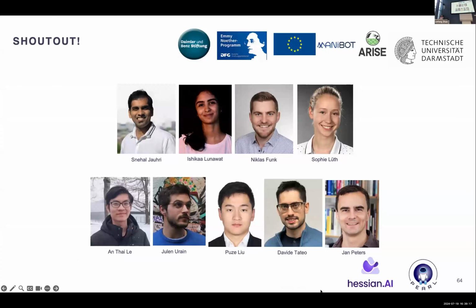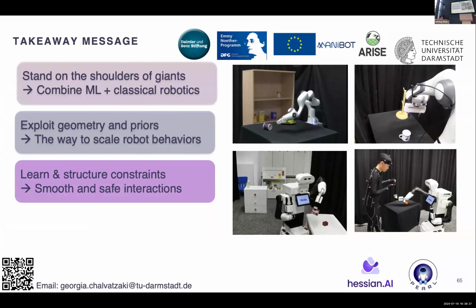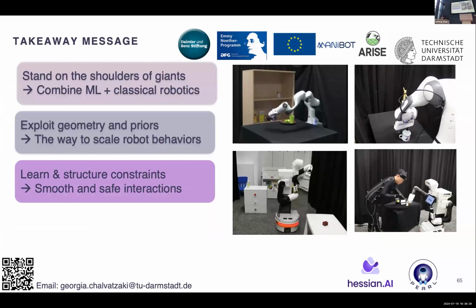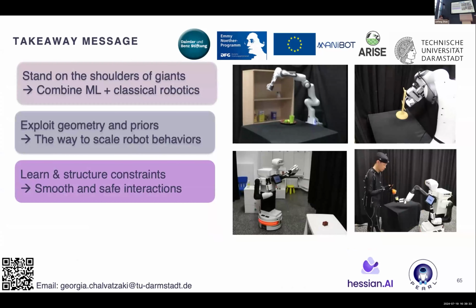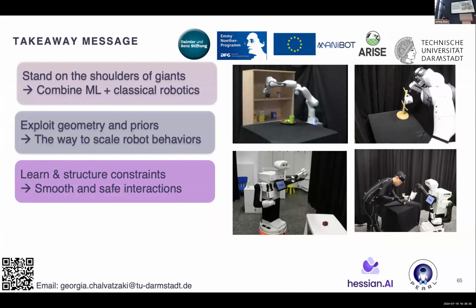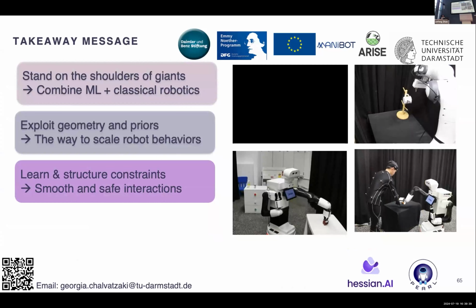So yeah, this is work that has been done together with students and colleagues that I would like to shout out to. And as a rough takeaway, I think already the previous talks have put very much emphasis on this. I think geometry and priors can really help us generalize, be efficient, and scale robotic behaviors.